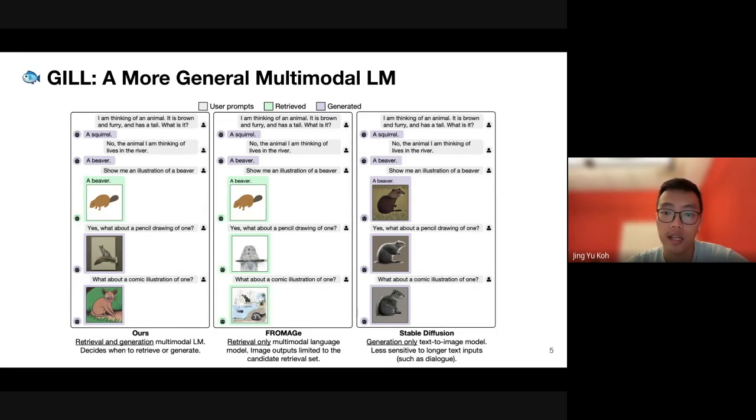In contrast to existing generative models like Stable Diffusion, Gill exhibits much better sensitivity to longer text inputs. It can generate and process dialogue-like text, which models like Stable Diffusion cannot. One example here is that you can pass in an input like, what about a pencil drawing of one? And models like Gill can understand and resolve this co-referencing and know that one refers to the beaver, which you mentioned previously in the conversation. But models like Stable Diffusion, with relatively weaker text encoders, can't really handle this as well.